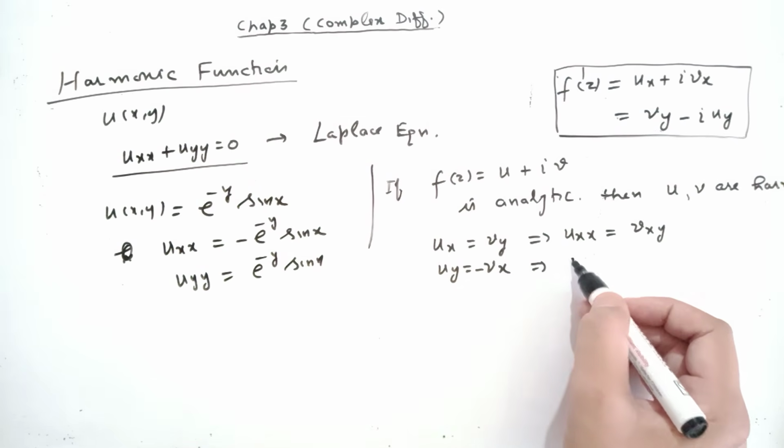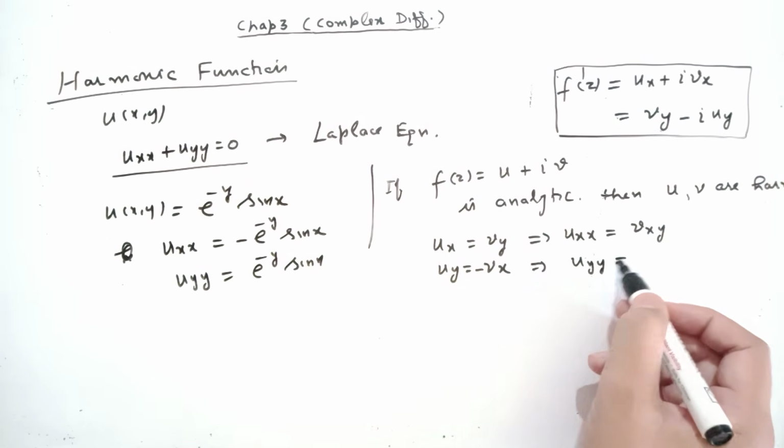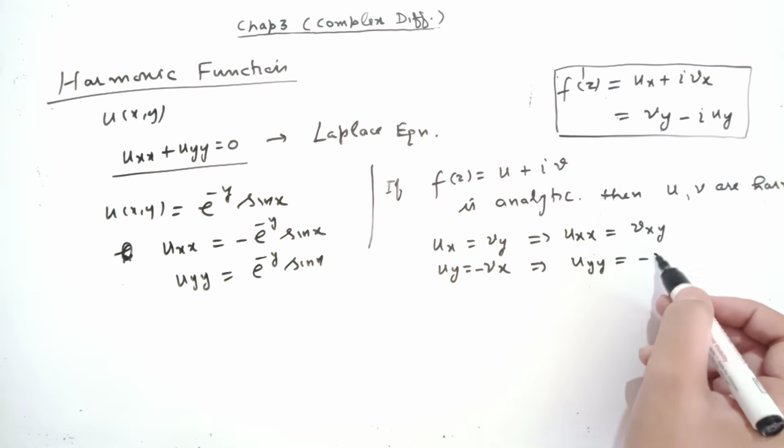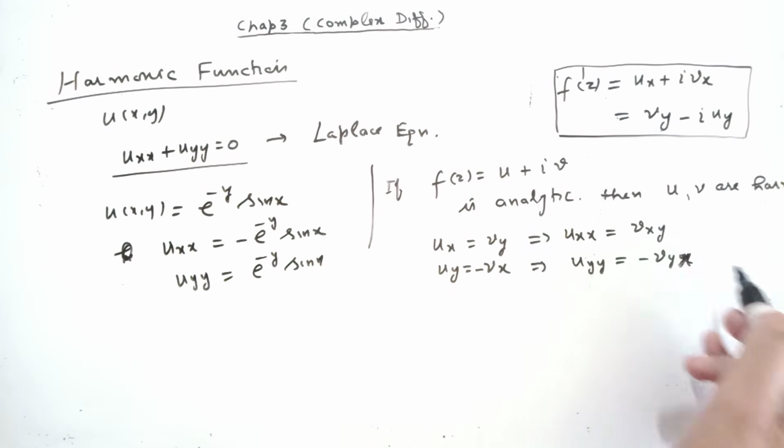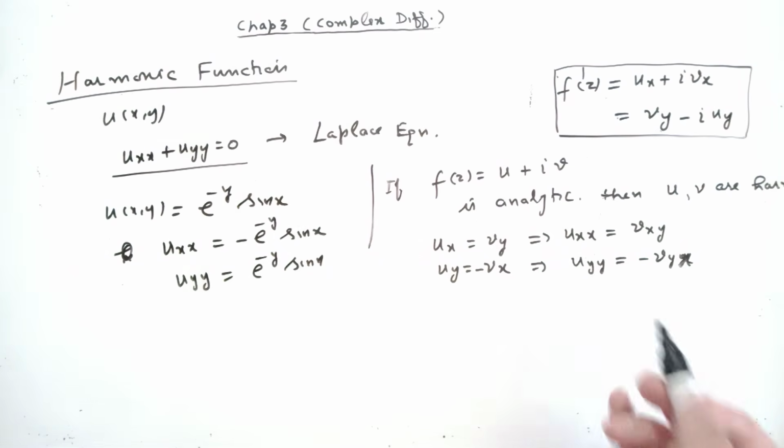Let's differentiate this with respect to y. So I get u_yy equal to minus v_yx. But v_xy and v_yx are same because we assume that v is a continuous function. So if I add these two, what do I get? u_xx plus u_yy equal to 0, means u is harmonic.